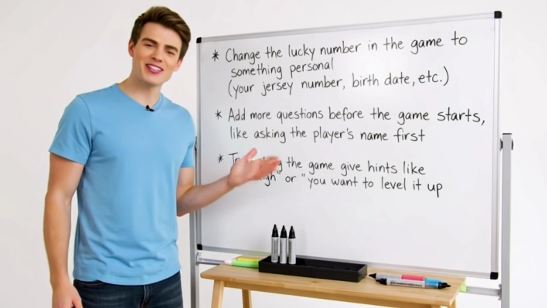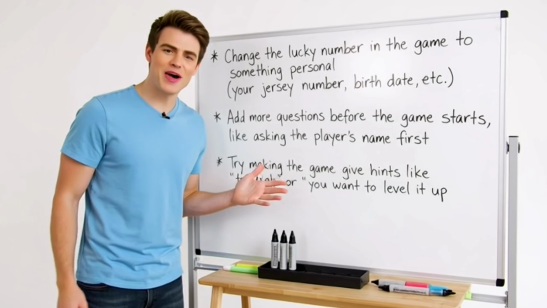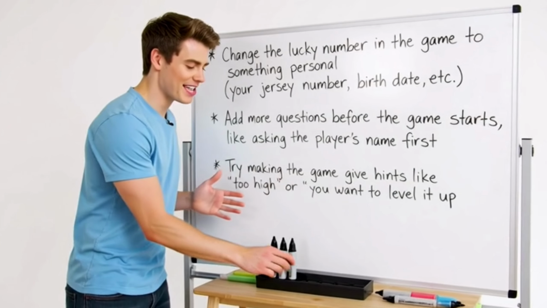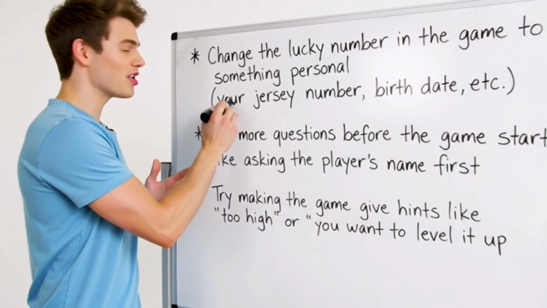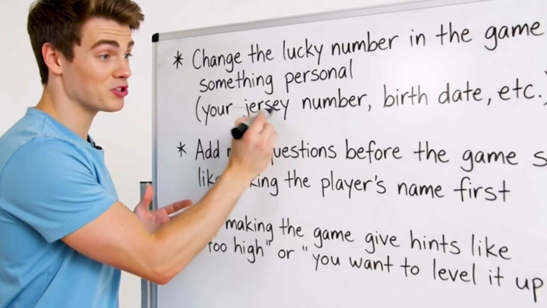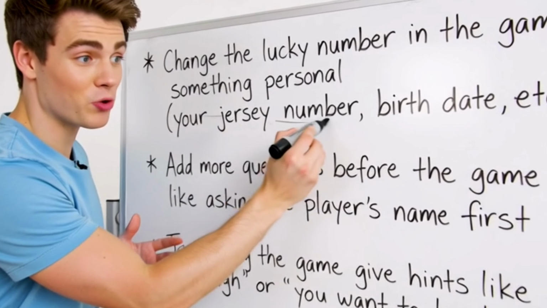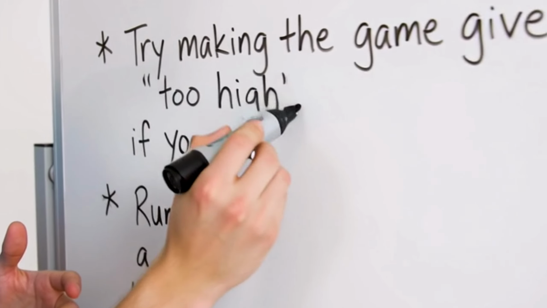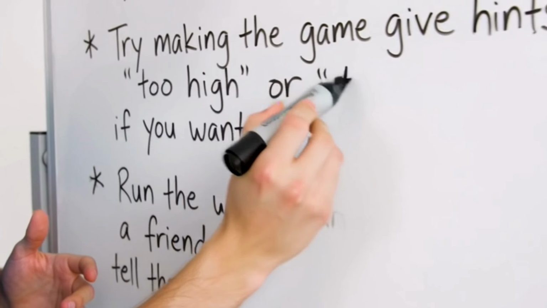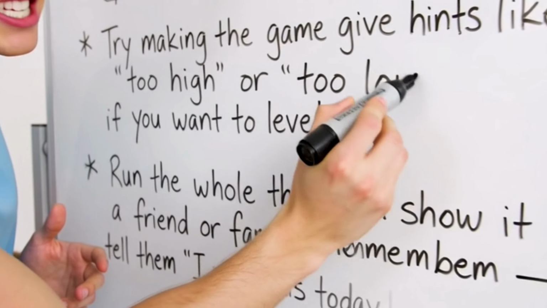Quick recap of what you can do next on your own. Change the lucky number in the game to something personal, your jersey number, birth date, etc. Add more questions before the game starts, like asking the player's name first. Try making the game hint too high or too low if you want to level it up. Run the whole thing and show it to friends or family members. Tell them you made it today.